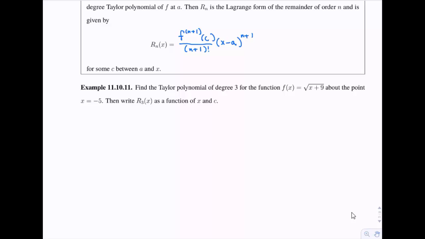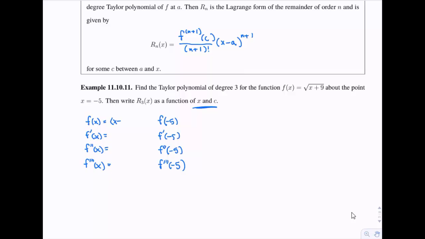So let's go ahead and find the Taylor polynomial of degree 3 of a function, and then I'm going to go ahead and write the remainder as a function of both x and c. So two things here. Taylor polynomial, and I'm going to show you how to write the remainder, which is an important skill. We're going to need this, of course, for our homework, quizzes, exams, life. All right, so as usual, let's take some derivatives, and I'm going to be evaluating at x is -5, right? So that's my a value here. All right, -5 everywhere.